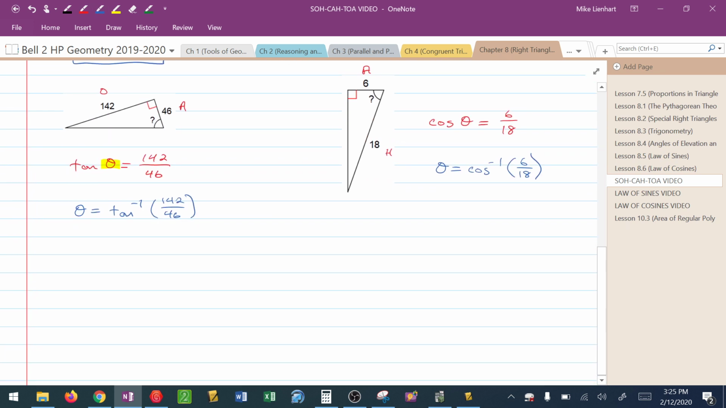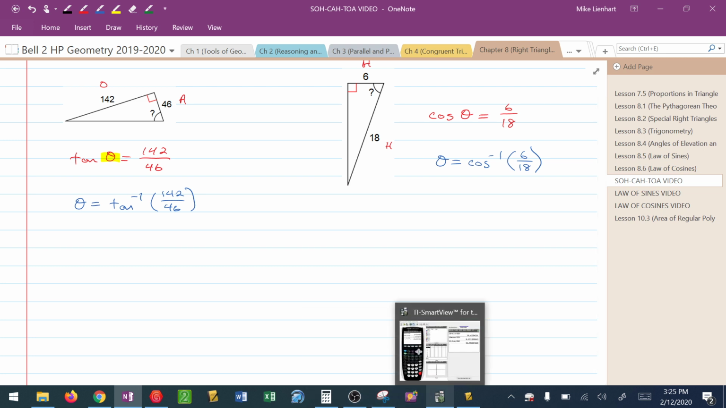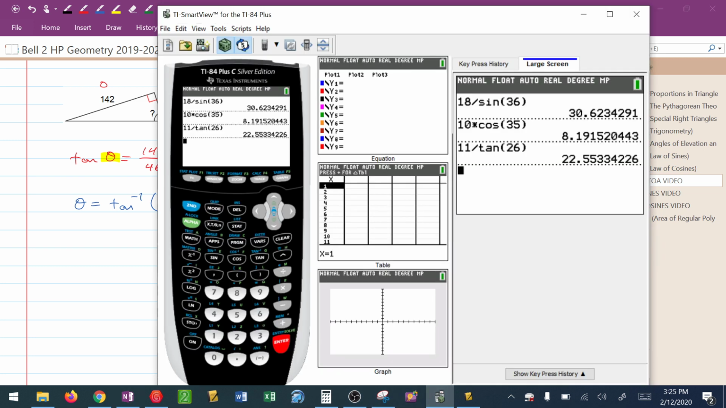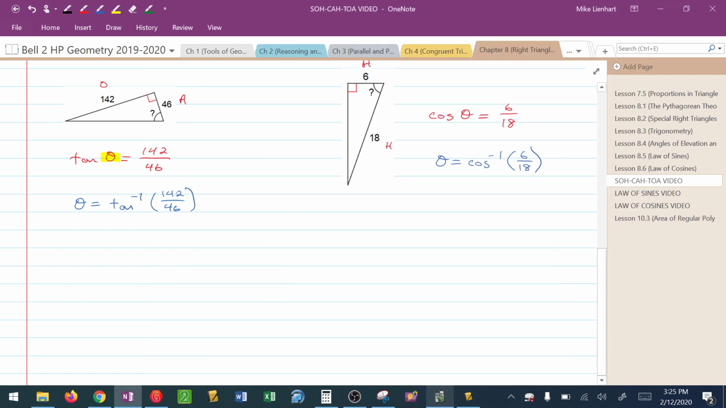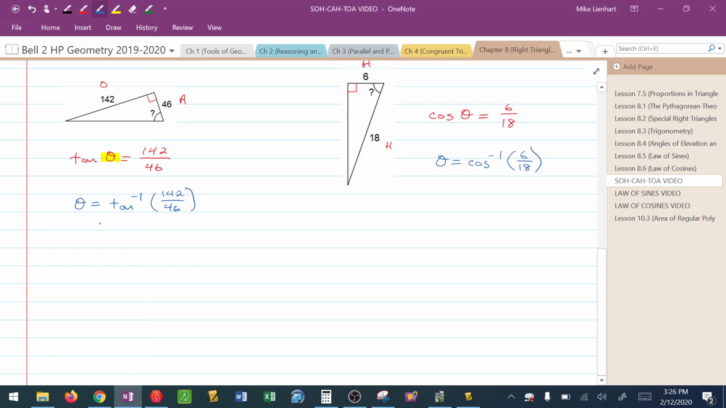To find a missing angle, I have to use inverse. Now, the inverse trig function can be found by going second, and in this case, tangent, to get to the inverse tangent. Notice how it says tangent to the -1. Then it says of what? Well, the of what part is that fraction, 142 divided by 46. Close it off. Hit enter, and with angles, we typically round to the nearest degree. Again, pay attention to directions. So this would be theta is 72 degrees.